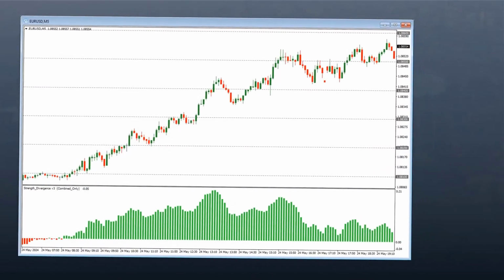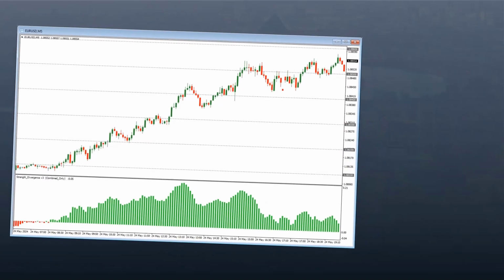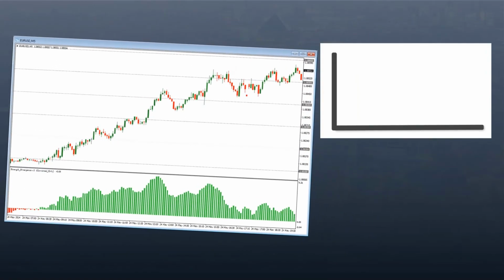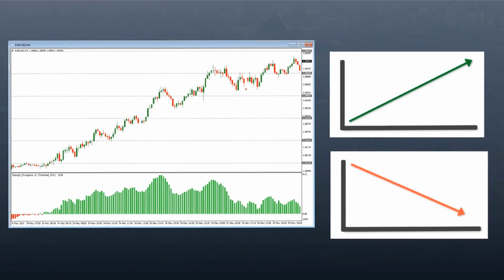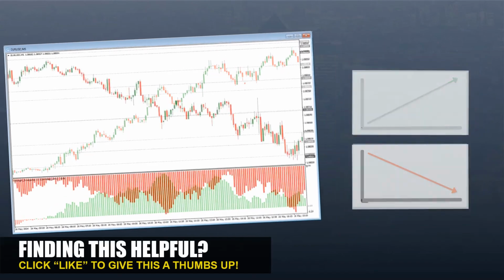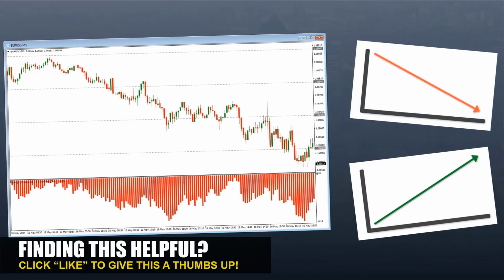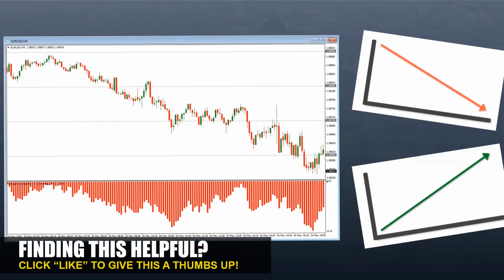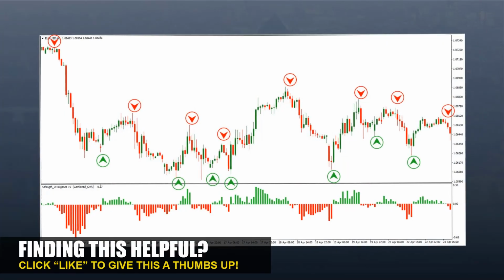And you can see how it relates to the price movements for a pair. When the histogram is green, the base currency is strong and the quote currency is weak, and the pair price moves up. And when it's red, the base currency is weak and the quote currency is strong, and the pair price moves down. It's a very simple indicator to read.